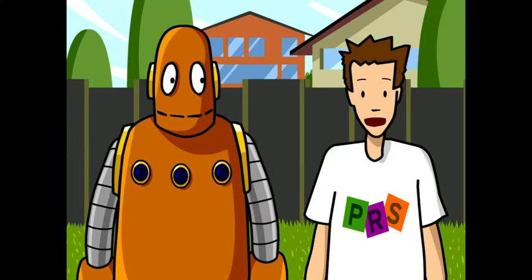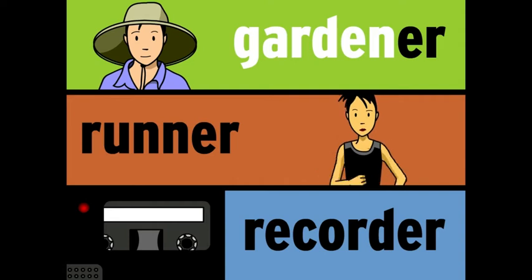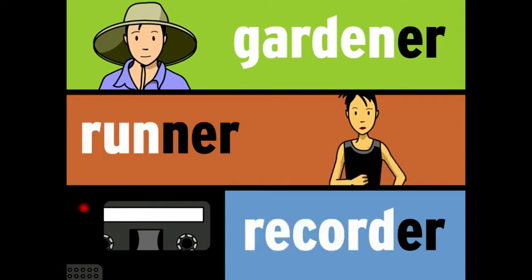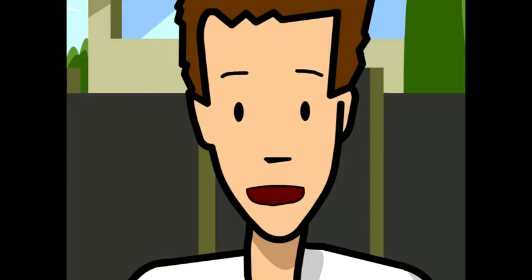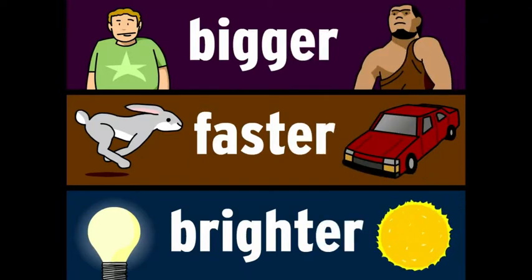Well, let's think of some words that end in er. Gardener, runner, recorder. A gardener is someone who gardens. A runner is someone who runs. A recorder is a machine that records things. So I guess when a verb has er at the end, it's describing someone or something that performs the verb's action. But a prefix or suffix might not always mean the same thing. For example, when you add er to the end of an adjective, it means more, like in bigger, faster, or brighter.